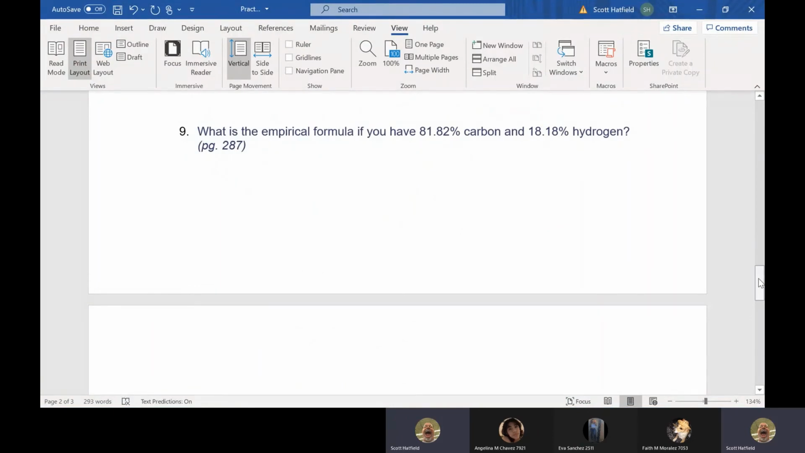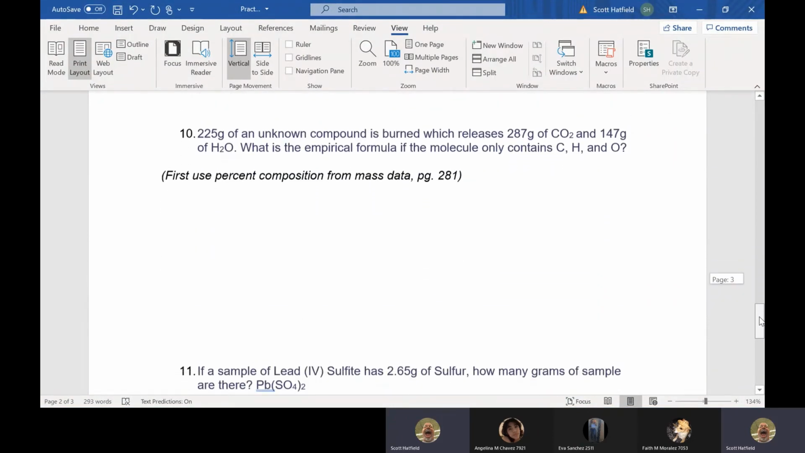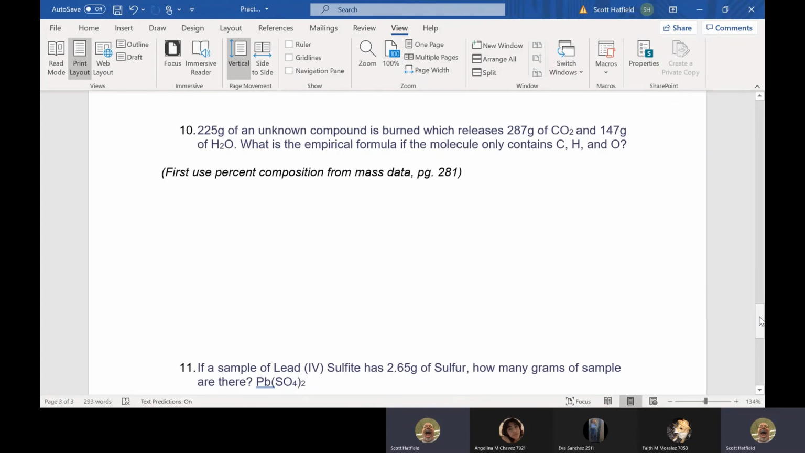So here's the problem. It says 225 grams of an unknown compound is burned, which releases 287 grams of CO2 and 147 grams of water. Now you may say, well, wait a minute. You only started off with 225 grams and you're getting 287 grams of one thing, you're getting 147 grams of another thing. Where's all that matter coming from? Well, the answer is it's coming from the atmosphere. We're burning an unknown compound, but combustion reactions react with oxygen in the atmosphere.